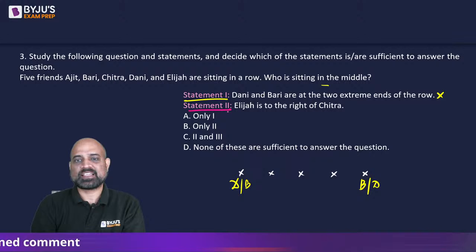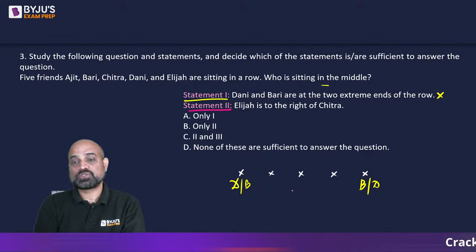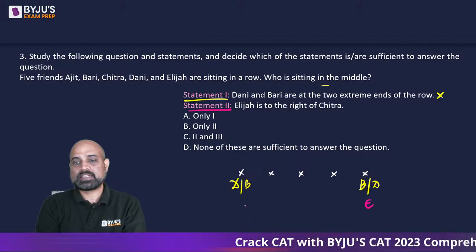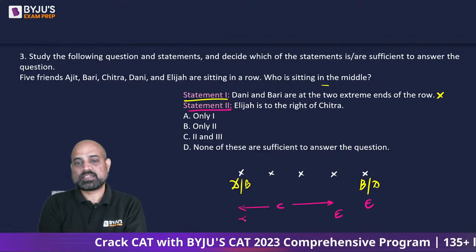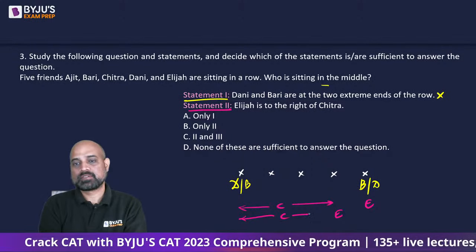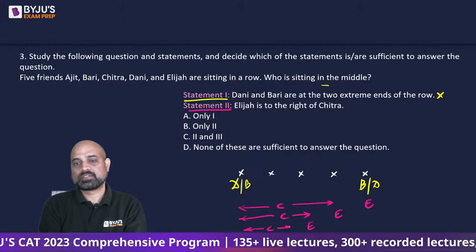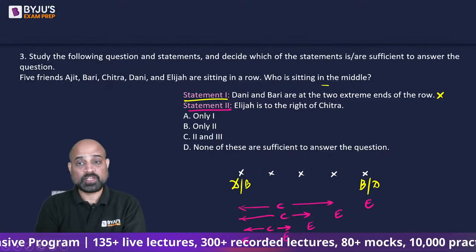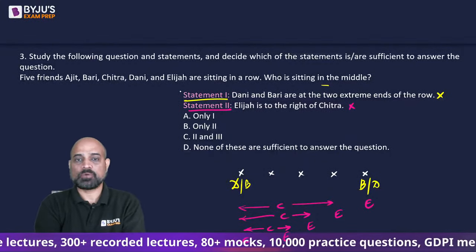Now let's use the second statement. E is to the right of C. Now E is to the right of C, that would mean if E is here, C is any place here. If E is here, C is any place here. And if E is here, C is here. So we have got a lot of cases. So the second statement also will not give us the answer. Let's combine them.